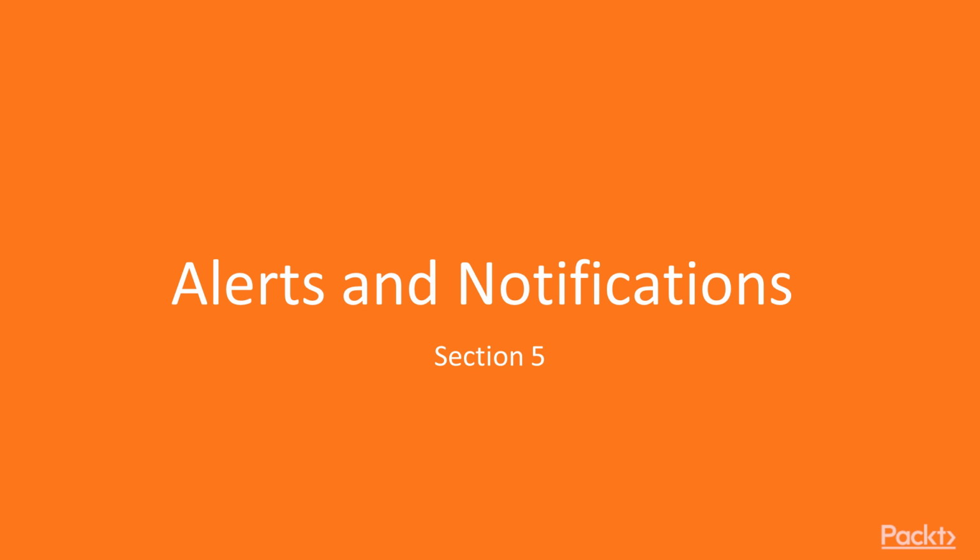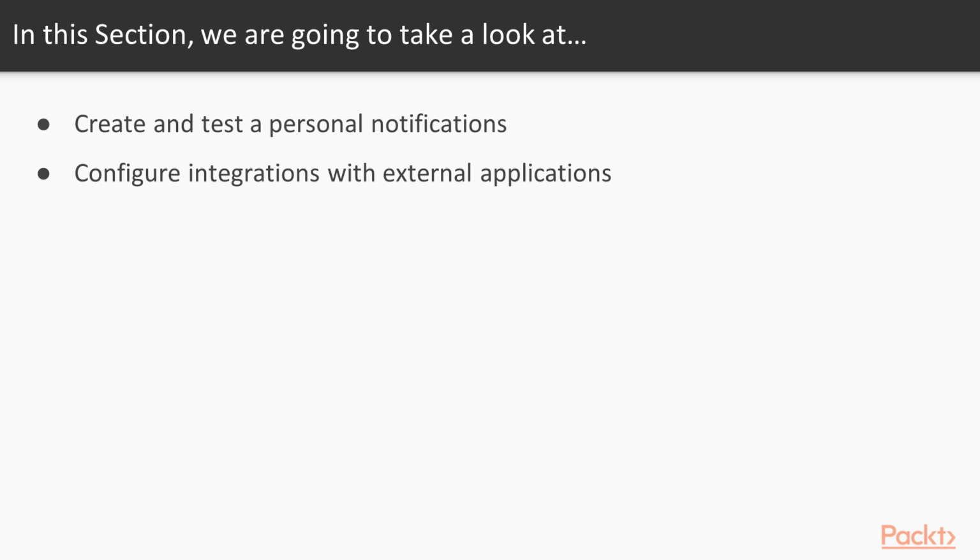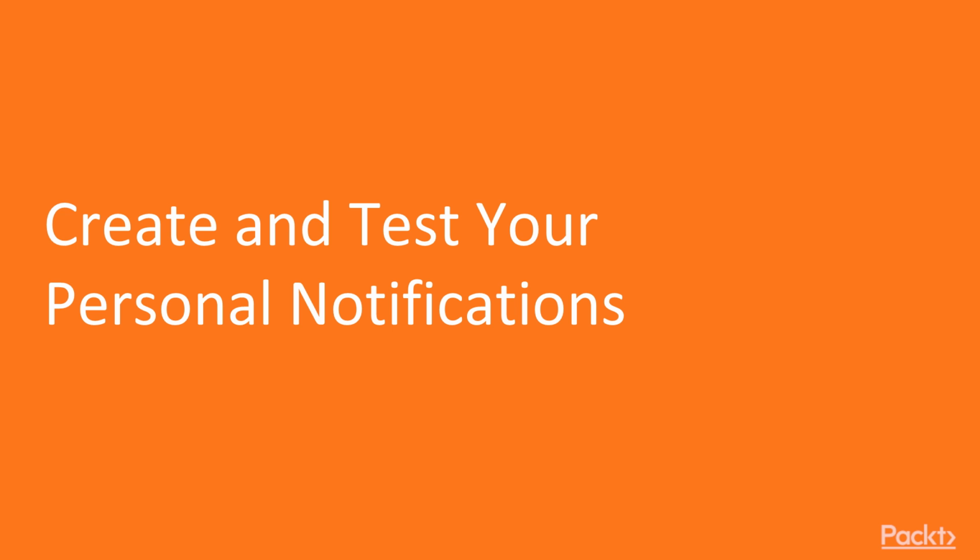Section 5. Alerts and Notifications. In this section, we're going to explore how to create and test personal notifications. Then we're going to move on to how we configure integrations with third-party external applications and get notifications from those third-party applications. 1.1. Create and test your own personal notifications.